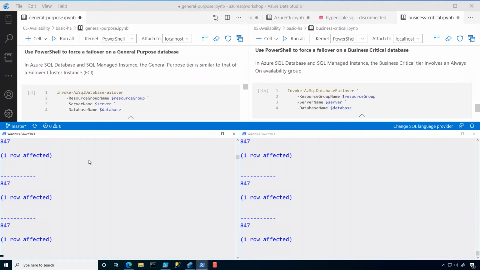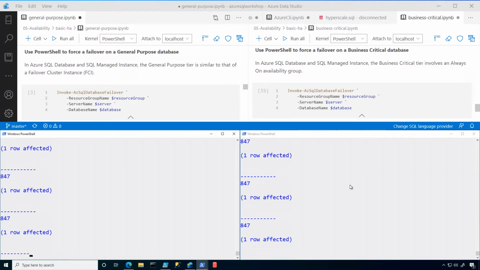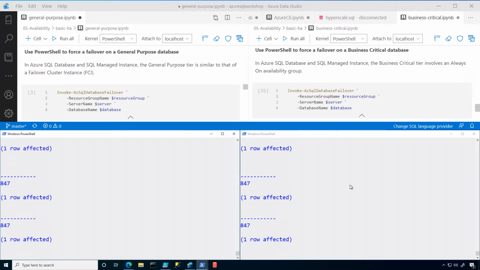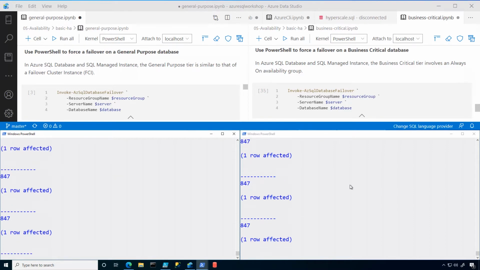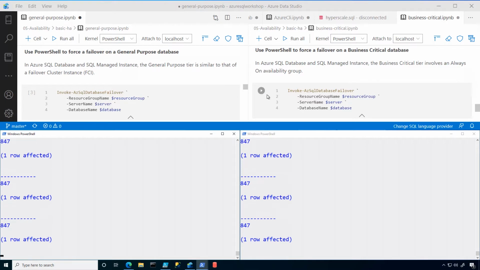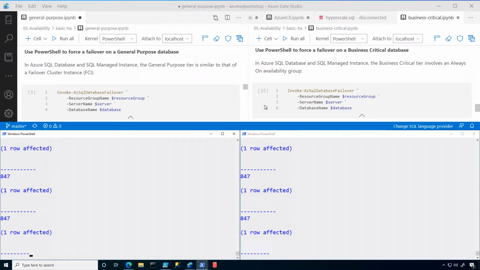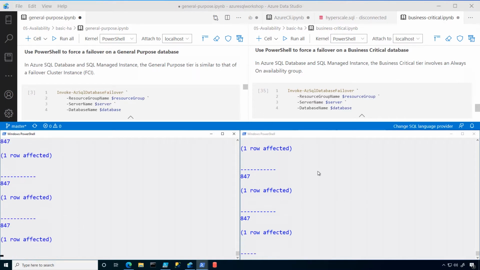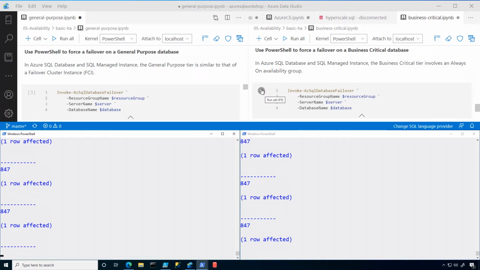So what I'm going to do is run these two workloads, and what you'll see is we're getting the same result. So we're doing the same query. We're using OStress to hit both workloads, and basically just query to see if the database is available. Now what I'm going to do is kick off a failover on the business critical. So remember, business critical on the right, general purpose on the left. I'm going to kick off a failover on both, and I want you to observe what happens. Okay, here we go.